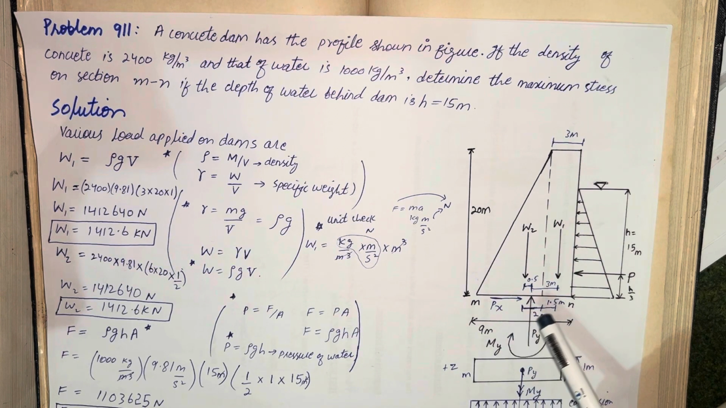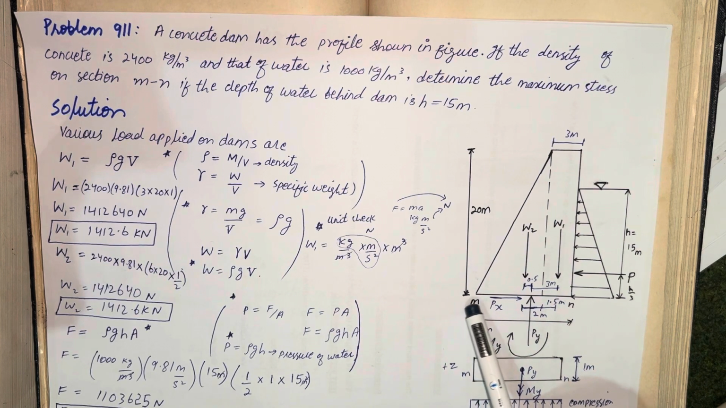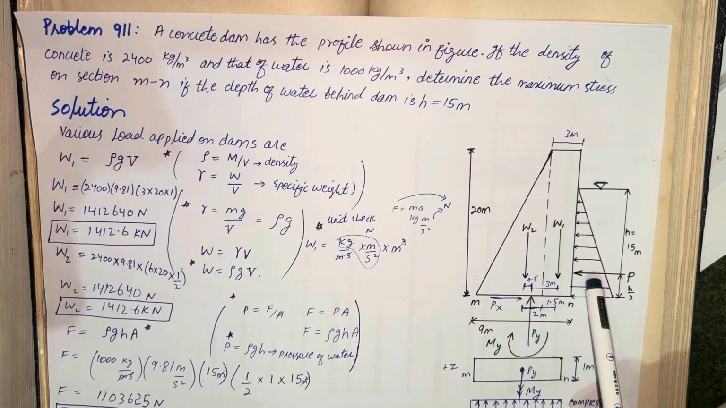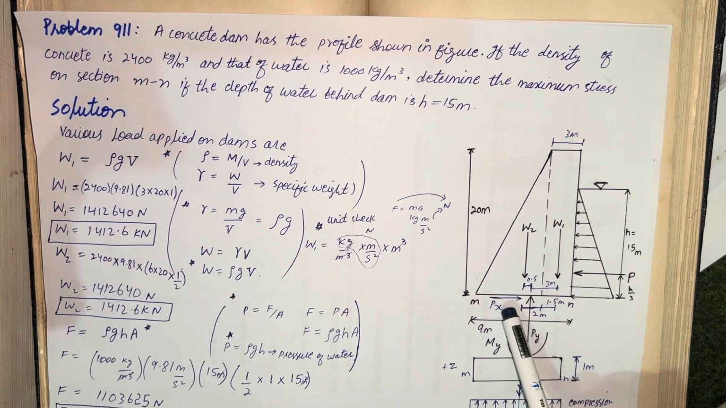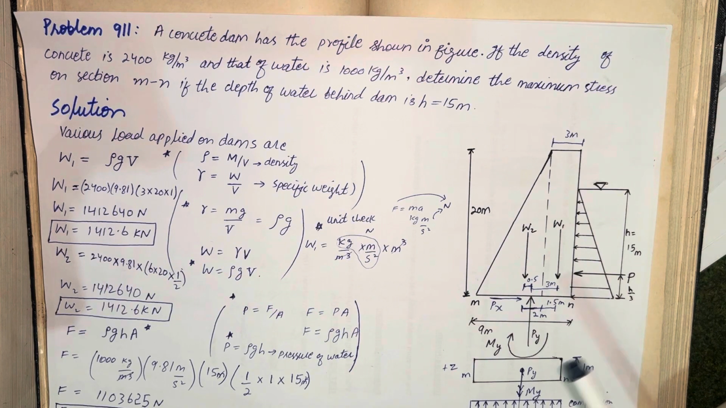As a result, we also have the reaction force in the horizontal direction, which will be equal to this P force. But here we are not dealing with this, because we are not concerned with sliding or frictional forces. We have just to find the normal stresses here at section M and N. That's why we require the vertical force and the bending moment. So now let's come toward the solution.